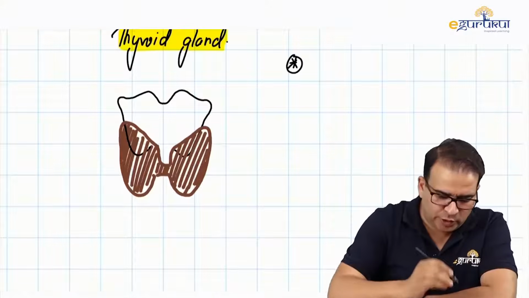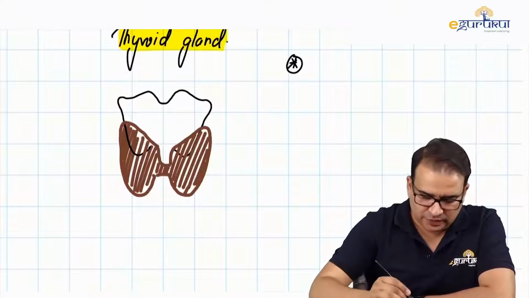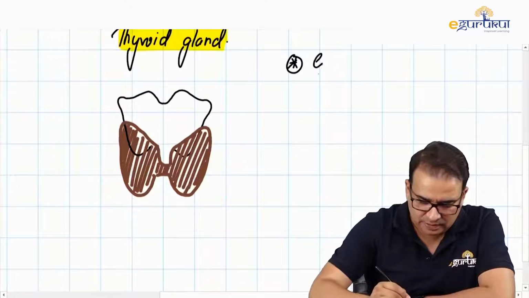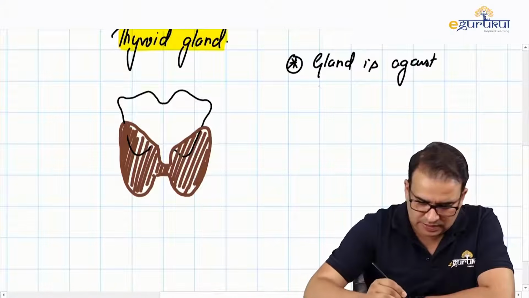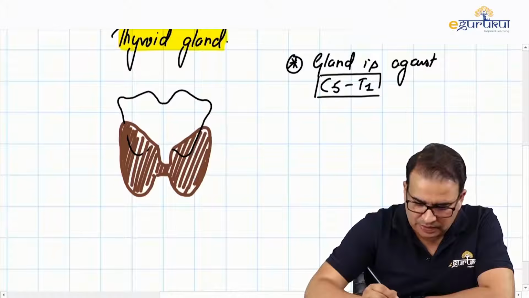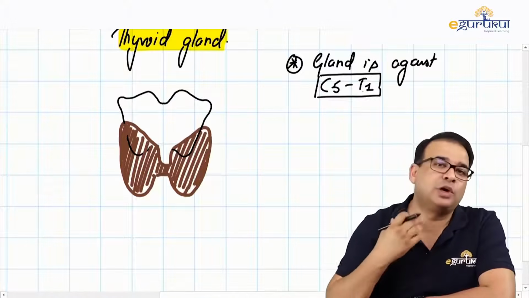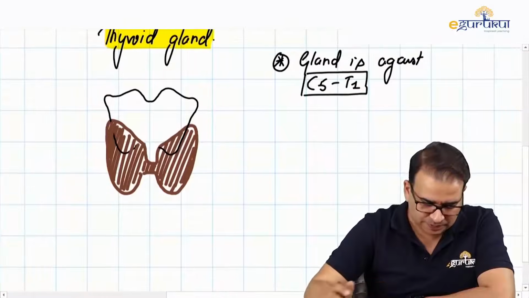So, a few important points to be noted before we talk in detail about the relations. For the location of the gland, it is against the C5 to T1 vertebrae. If you are comparing with the vertebral column, the location of the entire thyroid gland is from C5 to T1.